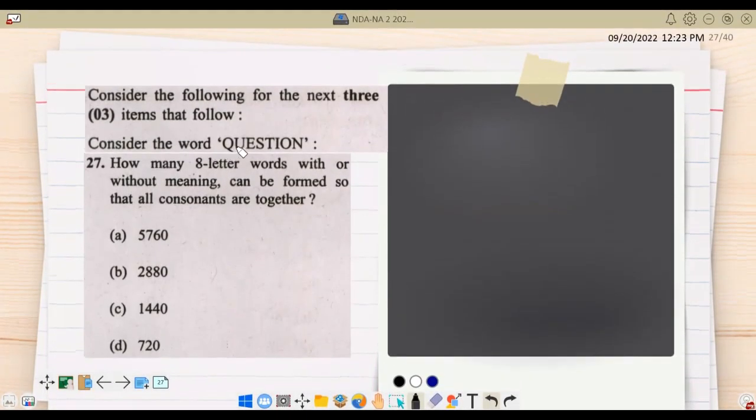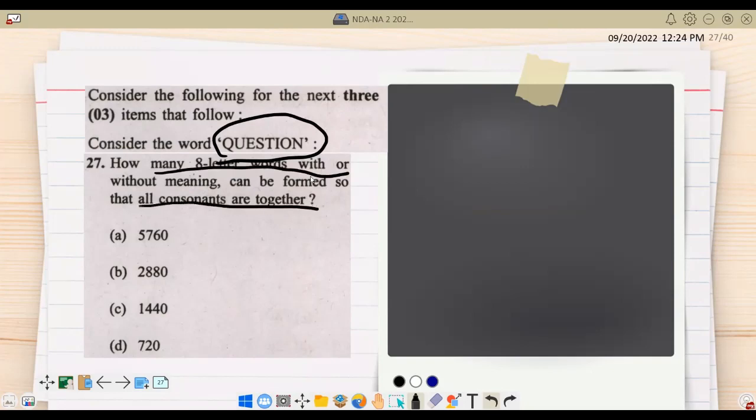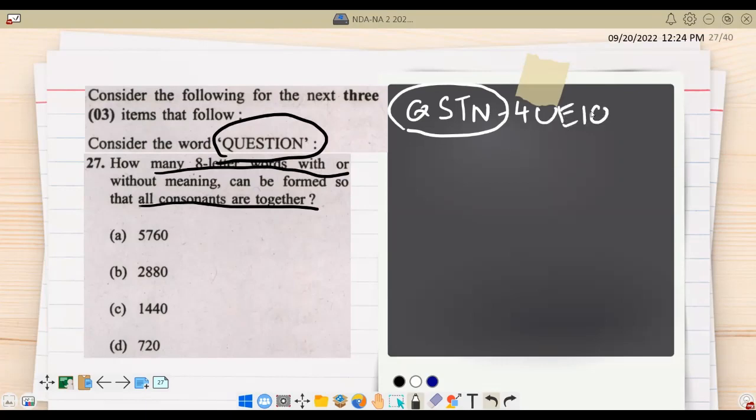This is the last question, with the word QUESTION. Here they have asked how many 8 letter words, with or without meaning, can be formed so that all consonants are together. To answer this question, we first need to know how many consonants there are in the word QUESTION. The consonants are Q, S, T, N, so totally 4 consonants. We can take these 4 consonants as a single unit, and the remaining vowels, that is U, E, I, O, are separate letters. So it is totally 1, 2, 3, 4, 5.